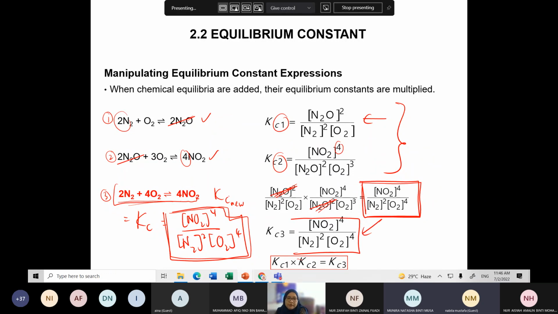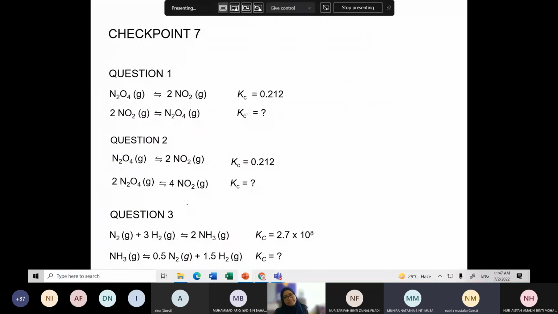So what can we conclude from that guys? We can conclude that we can multiply sebenarnya Kc1 multiply with Kc2 is equal to the new Kc. Okay, we can simply multiply these 2 Kc to get the new Kc. This is only applicable if we have been given more than 2 reactions in order to get the new equation. Okay, alright, moving on.